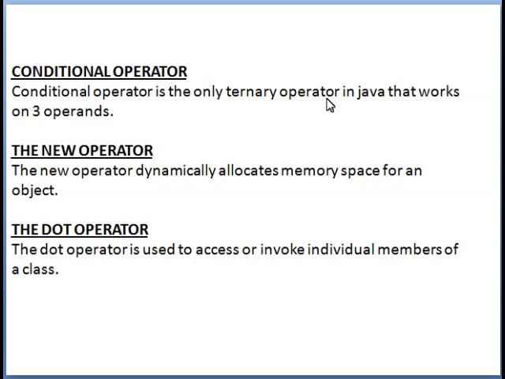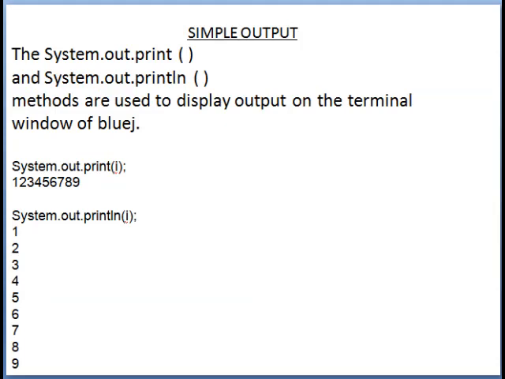The next one is the new operator. The new operator dynamically allocates memory space for an object. The next is the dot operator. The dot operator is used to access or invoke individual members of a class. Next is the output symbol. After executing programs in a computer, it gives the output.